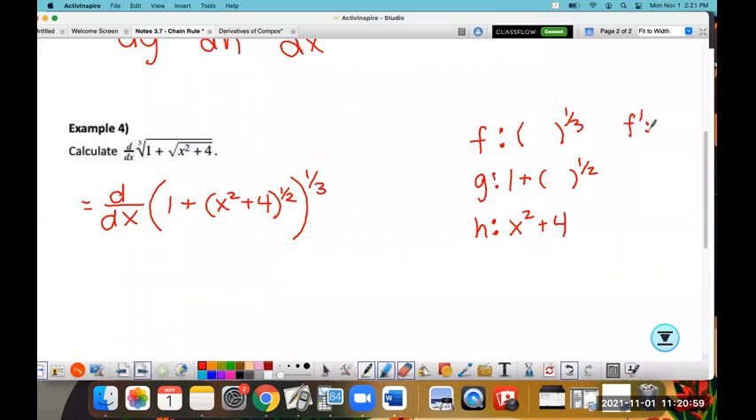Derivative of the outside is? Yep, 1/3 parentheses to the negative 2/3. Derivative of the inner function, I guess I'll call it, or g. What's the derivative of 1? So I'm not going to bother with that, right? What's the derivative of the second term? 1/2. Yep, 1/2 parentheses to the negative 1/2. And then the innermost function, what's that derivative? Yeah, it's 2x.